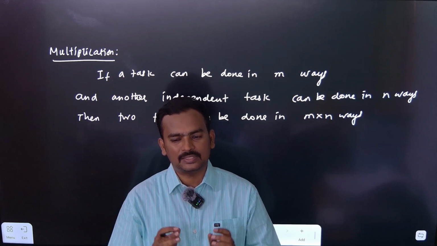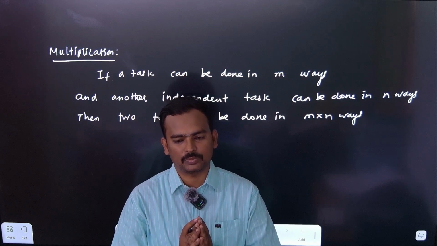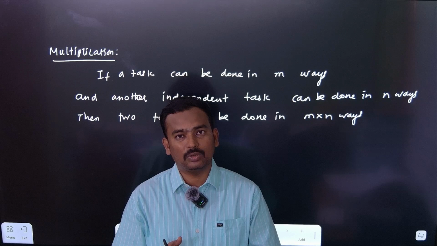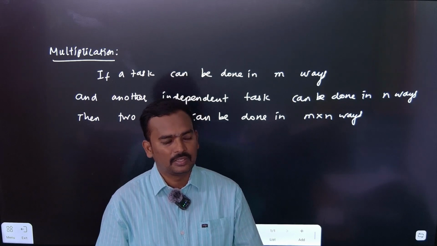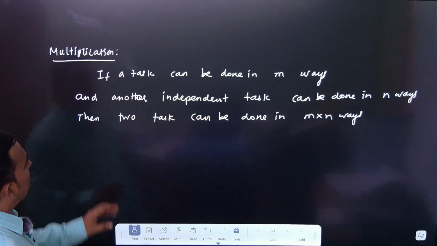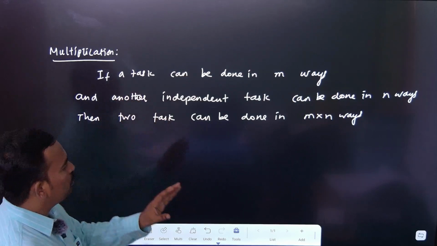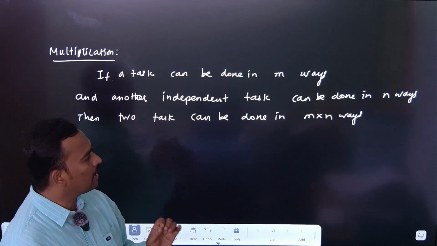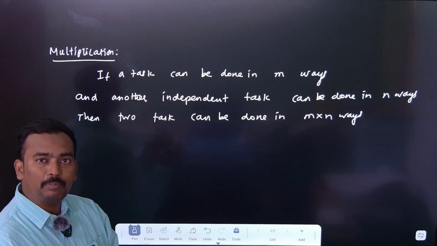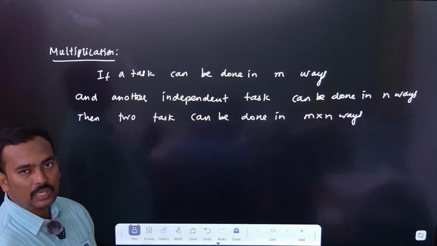So let's get started today. Combinatorics topic: counting principle. The first one is the multiplication principle and the second one is the addition principle, right? Suppose a task can be done in m ways and another independent task can be done in n ways, right? Then the two tasks can be done in m into n ways. So both events happen together, that is m into n.